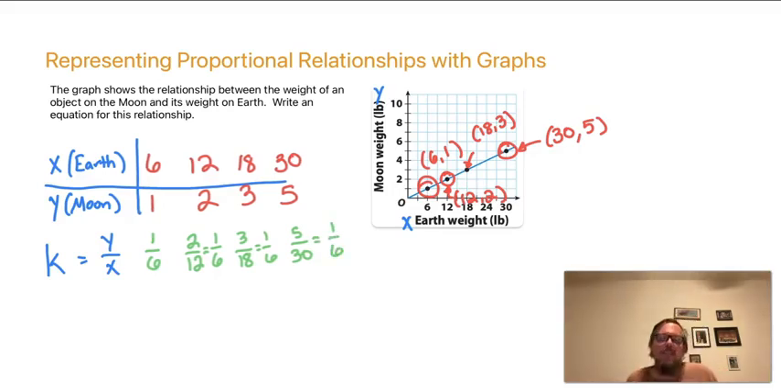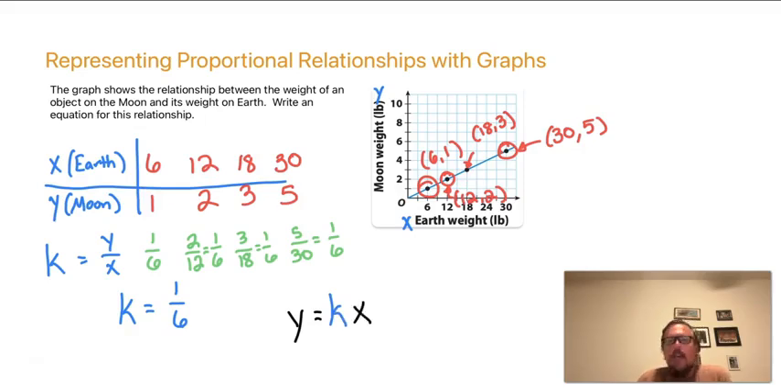So every set of coordinates we have, when we do y over x, we are able to either get 1 over 6 flat out, like we did with the first one, or we reduce it to 1 over 6, like we did with the next three. And that tells us that our value of k, our constant of proportionality, is 1/6. So our equation, the way we write the equation for a proportional relationship, is y equals kx, like so.